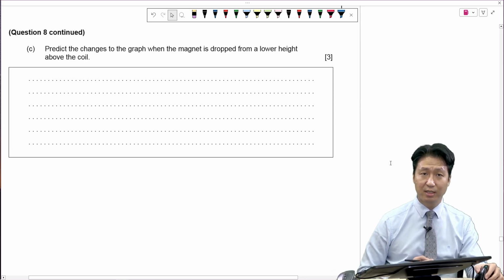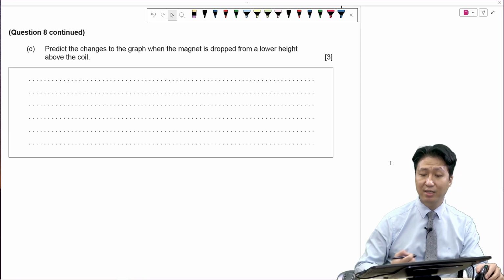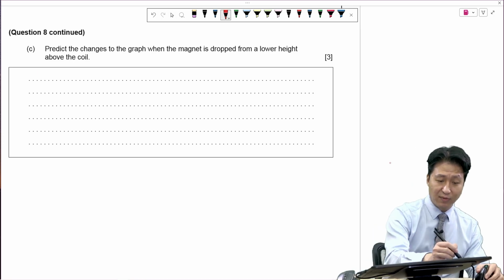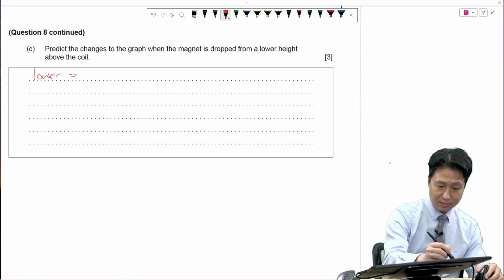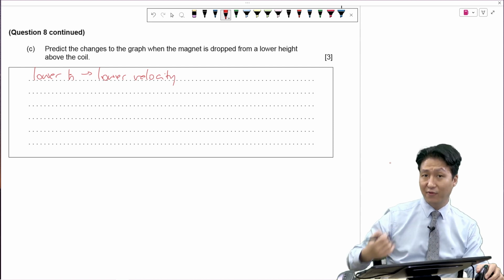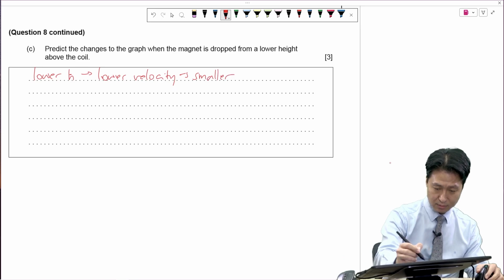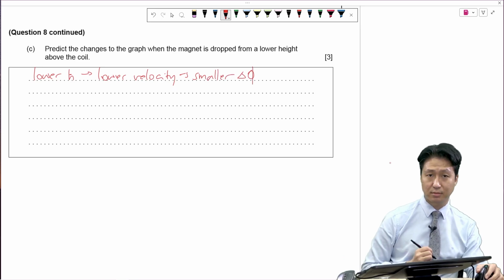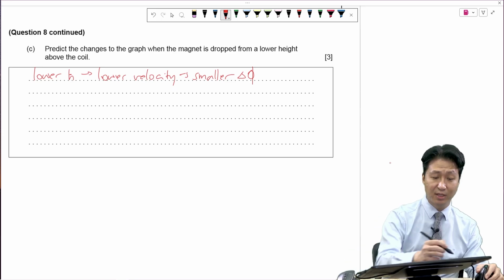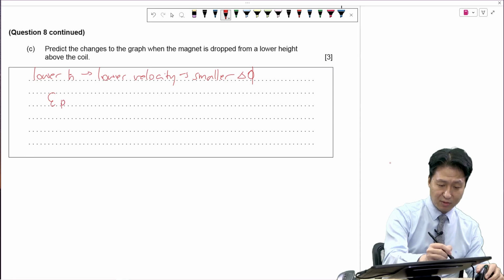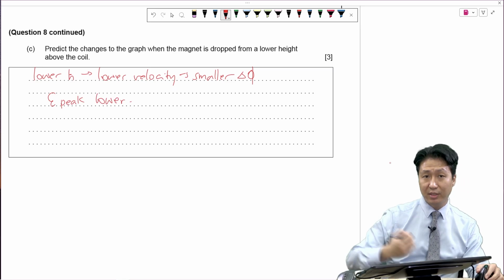And finally, part C, it says, predict the changes to the graph when the magnet is dropped from a lower height. If it's a lower height, the velocity will be smaller. This means the change in flux will be smaller as well. And since the EMF induced is proportional to the rate of change in flux, the EMF peaks will also be smaller. But the areas will be the same.